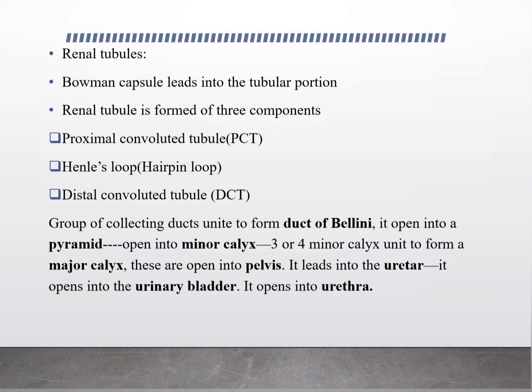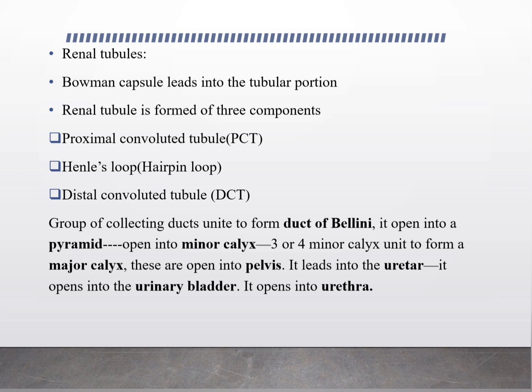Convoluted means coiled. It leads into a U-shaped portion called Henle's loop. It has three regions, namely a proximal descending limb, a middle hairpin bend, and a distal ascending limb. The descending limb is made up of two components, a thick descending segment and a thin descending segment. The thick descending segment is the direct continuation of the proximal convoluted tubule. The thin descending segment connects the thick descending segment and the hairpin bend.